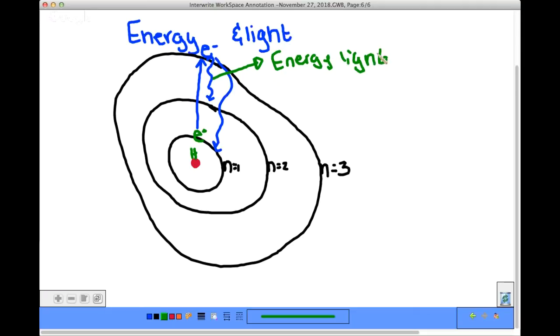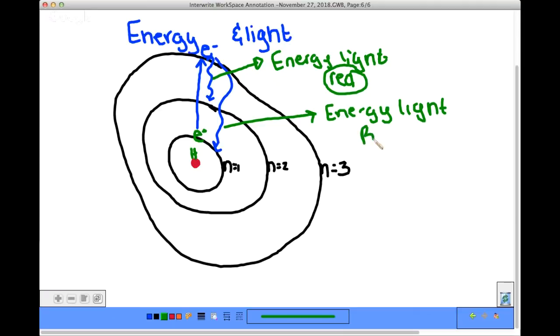Now notice that this one didn't fall back down as far, which means that this is actually going to be lower energy. So this actually might be something like a red color, because red is lower energy if we think of our spectrum. So we're going to see some red. This one is going to release some energy as well, and it's going to be light. But that light, because it's going to be releasing more energy because it falls back down further, is going to be a higher energy. This might be something like blue, which is higher energy on the colors.